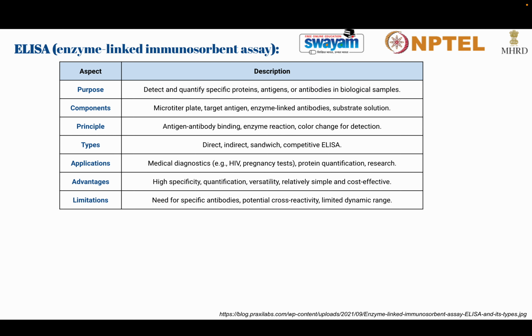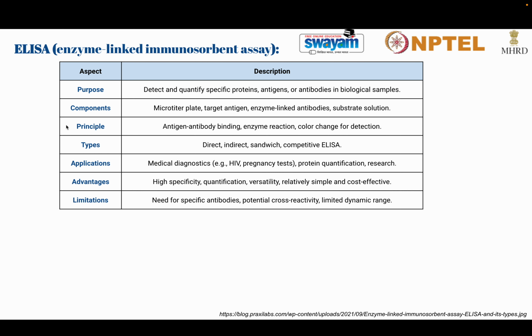Now we have discussed all those techniques except ELISA. So here I've given you the information about ELISA, which stands for enzyme linked immunosorbent assay, and we have discussed about it a very little when we were talking about antibody screening. So why do we use ELISA? It is generally used to detect and quantify the specific proteins, antigens or antibodies which are present in the biological samples. Now, what are the components of ELISA? You need microtiter plate, target antigen, enzyme-linked antibodies, and substrate solution.